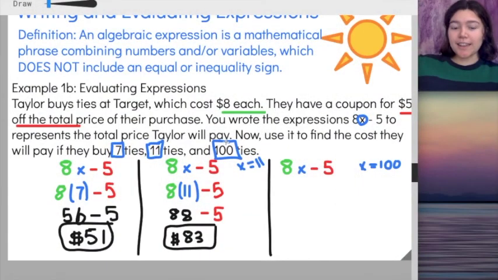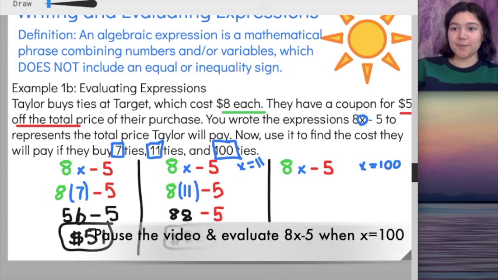All right, so now we have our last one. We want to figure out how much Taylor would pay if they bought 100 ties. Okay, so you go ahead and try that. Substitute in 100 for x and evaluate the expression, simplify, see what you get.